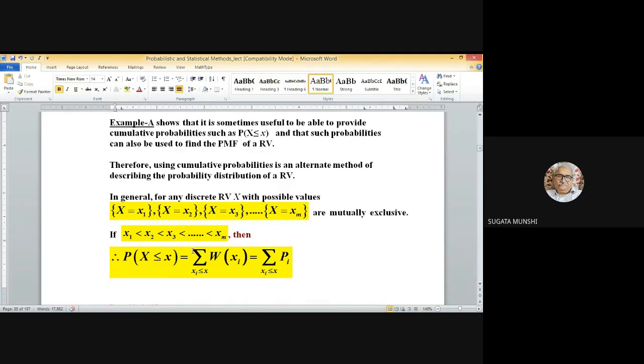So it is the summation of all the probability mass function values for xi such that xi is less than or equal to small x. Often the mass function is also represented in this way, pi. So that's why I have written down this summation expression.